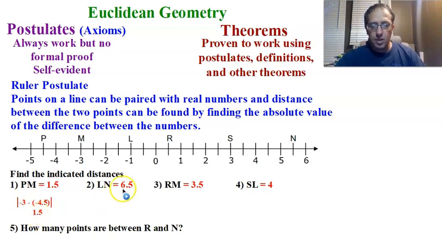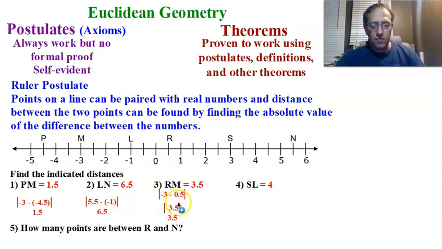So positive number. For L to N, L is at negative 1, N is at positive 5.5. So I did positive 5.5 minus negative 1. Subtract a negative is a positive. So 5.5 plus 1 is 6.5. Our M, however, so from 0.5 down here to is negative 3. So that would be negative 3 minus positive 0.5.